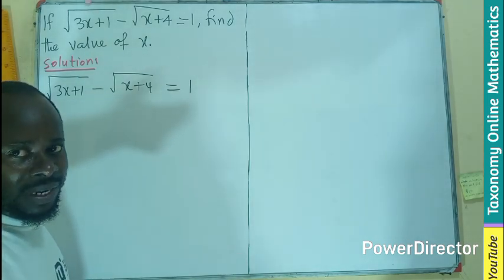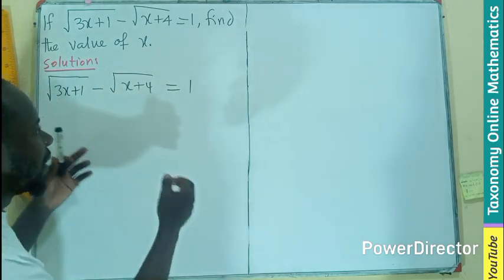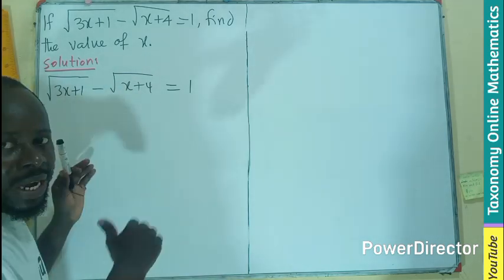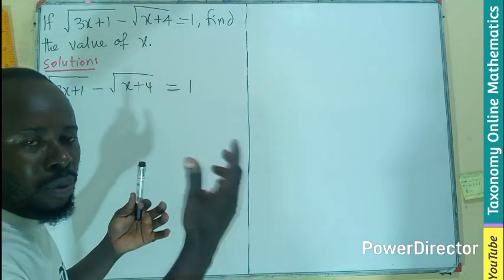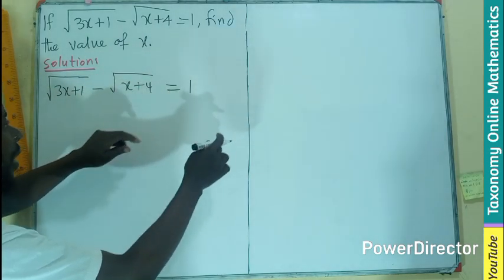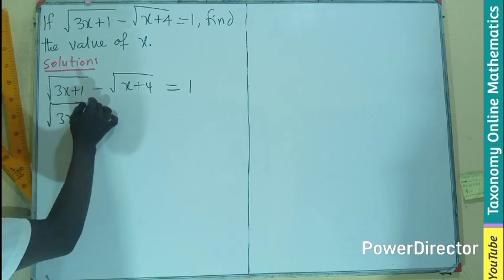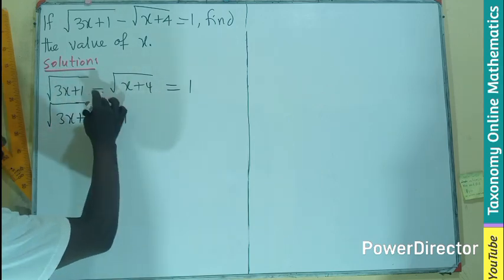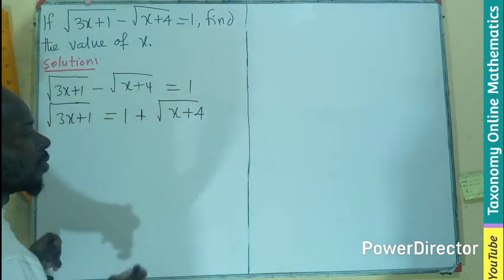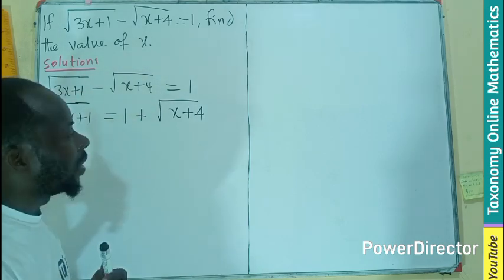In eliminating the square root, we have to look at the two sides of the equal sign, the left and the right. If I square here, I will be having double of the square root. So in order to have the square root on both sides, I am going to transpose the negative of this root to the right. That will leave me the root of 3x plus 1 equals 1 plus the root of x plus 4. In this case, I'm able to put the root sign on both sides of the equal sign.